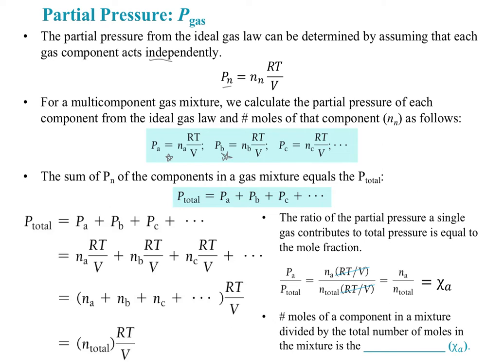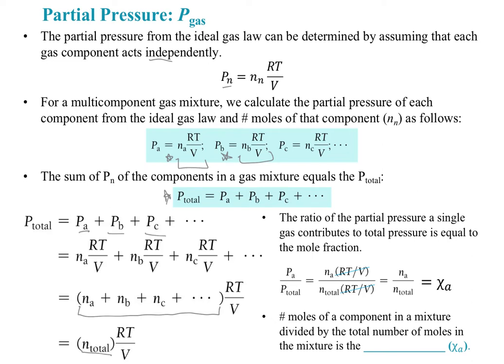And then if I take Dalton's law into account, I can plug in for each of these partial pressures. I could plug in these equations up here. Notice that RT over V can pull out the side. So basically I get the sum of all the moles times RT over V is equal to the total pressure. And that means that my total pressure is equal to my total moles times RT over V. So we get back out the ideal gas law.